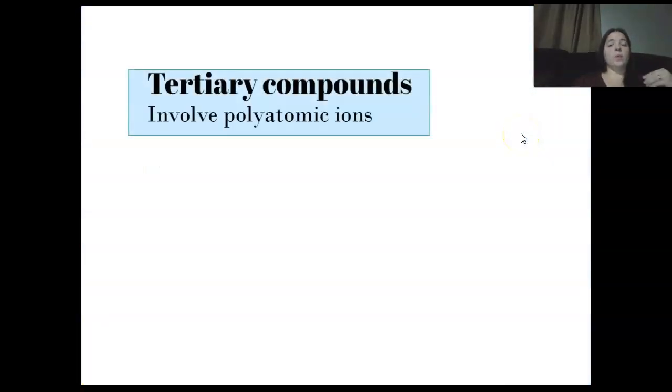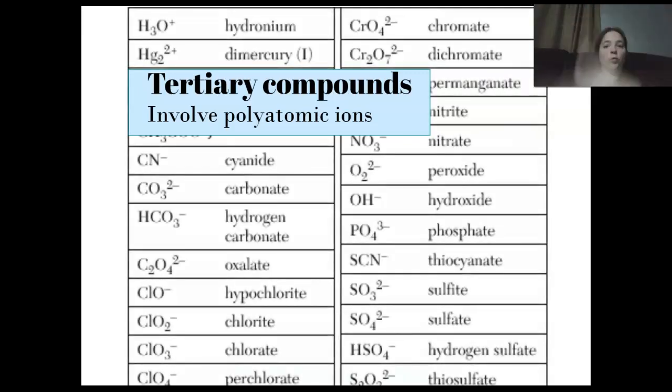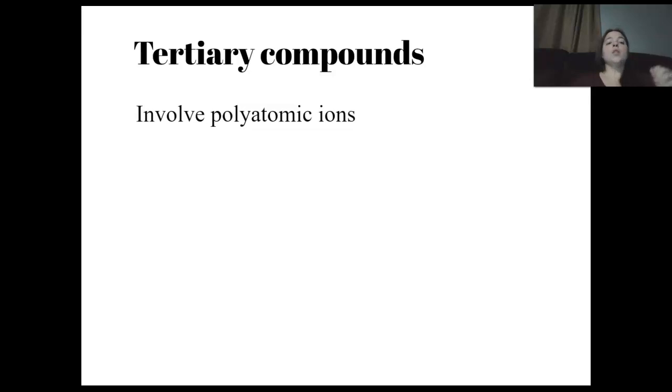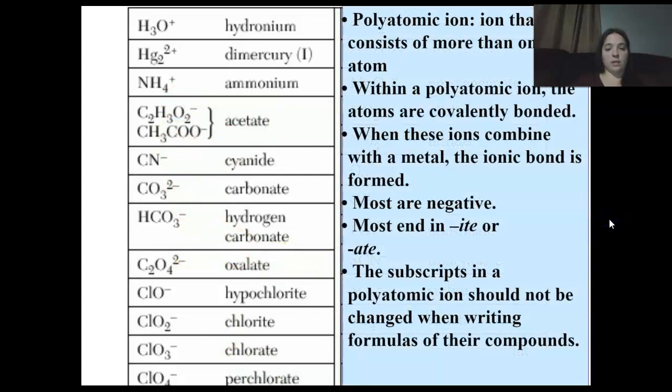Okay, so then we lead to the ternary compounds. So we're going to take another step. We're going to involve polyatomic ions with this, that you can find right here. It'll be table E, page 2 of your reference table. They're called ternary compounds. They involve polyatomic ions. All of these right here, all of those are polyatomic ions.